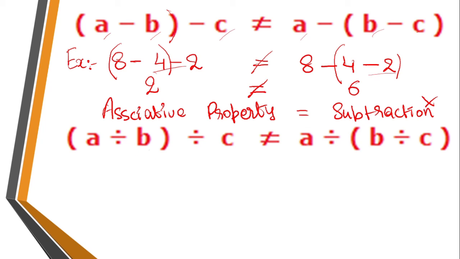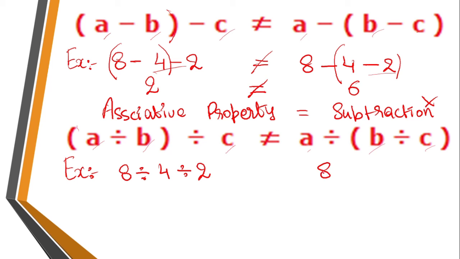So again in division also we will do A divided by B divided by C, and again we will do A divided by B divided by C. But here again we will group A and B, means we will do A divided by B first and then divided by C. And here we will do B divided by C and then divided by A. So now let's take an example. So let's take 8 divided by 4 divided by 2.